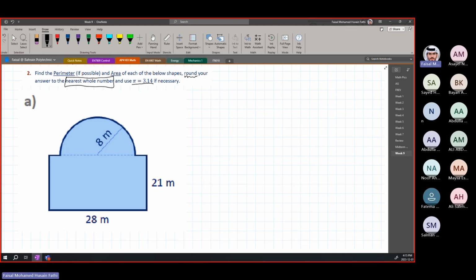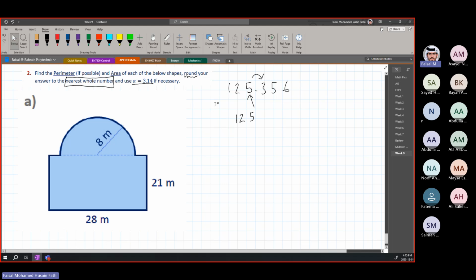Nearest whole number, what does that mean? So if you have an answer which is 125.356, for example, we need to round to this number. So we're going to be looking at the number after it, in this case the 3. Is it less than 5? It is, so the answer will be 125. This is rounding to the nearest whole number. The whole number basically means the number right before the decimal.